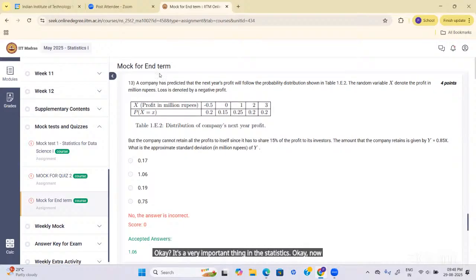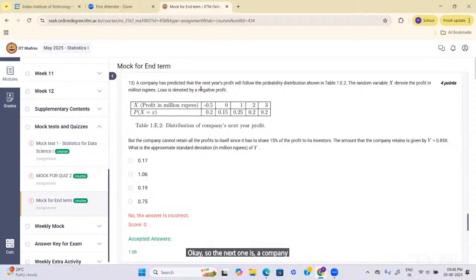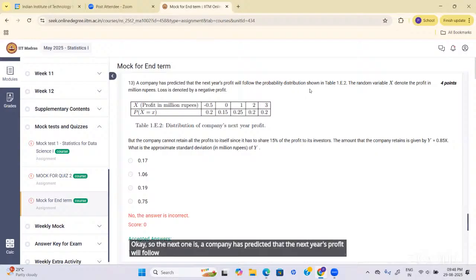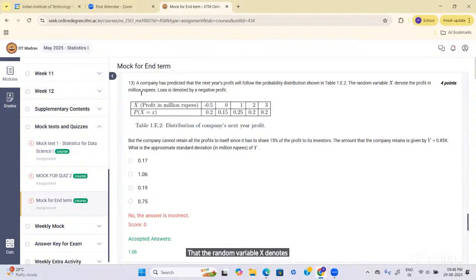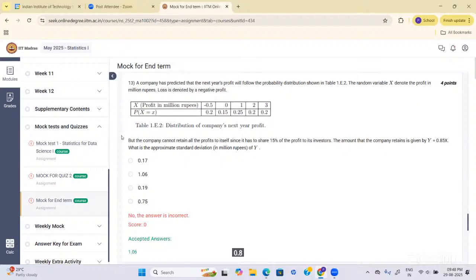Okay, now we can move on to the questions. The next one is: a company has predicted that the next year's profit will follow the probability distribution shown in the table, where the random variable X denotes the profit in million rupees. Loss is denoted by a negative profit. But the company cannot retain all the profits to itself, since it has to share 15% of profit with its investors. The amount that the company retains is given by Y equals 0.85X. So what is the approximate standard deviation, in million rupees, of Y?